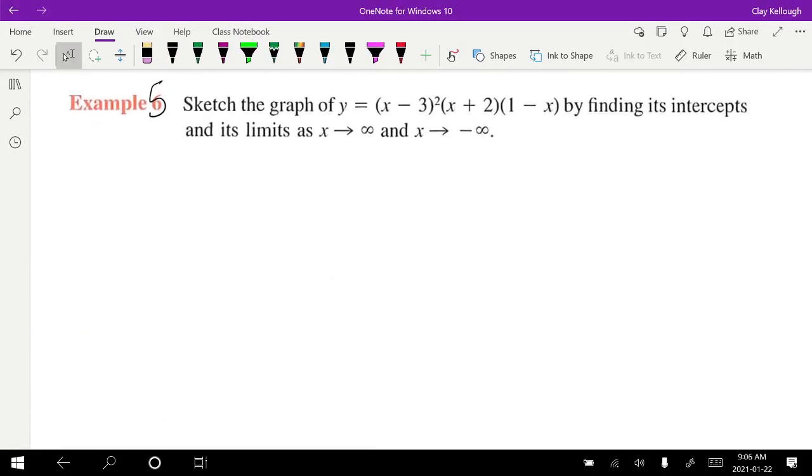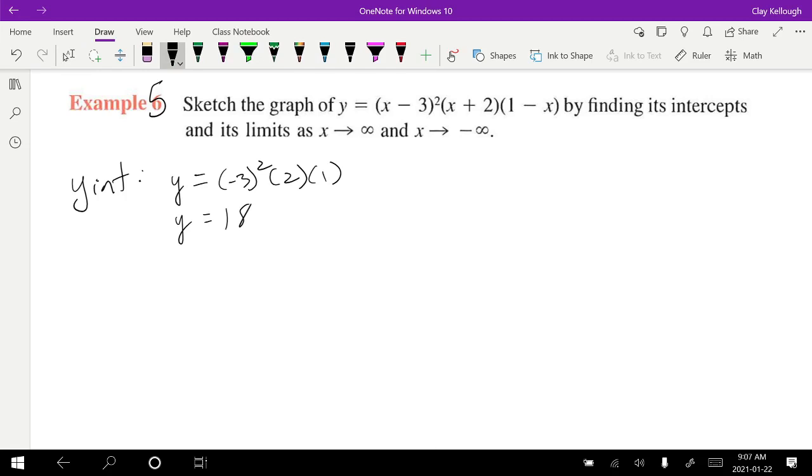Sketch the graph of y equals (x minus 3) squared times (x plus 2) times (1 minus x) by finding its intercepts and its limits as x approaches infinity and negative infinity. Okay, so first of all, I want to sketch a graph, so I could first find the y-intercept. The y-intercept happens when x is 0. So that'd be negative 3 squared times 2 times 1. So y is equal to 9 times 2, which is 18, right?